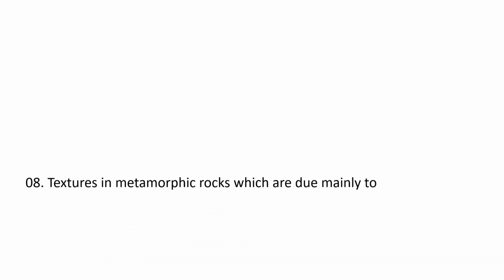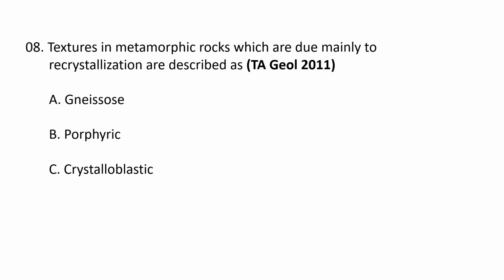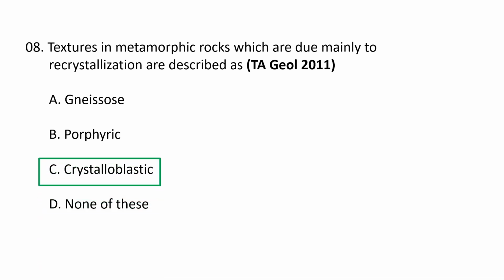Next question. Textures in metamorphic rocks which are mainly due to recrystallization are described as A. Gneissose, B. Porphyritic, C. Crystalloblastic and D. None of these. The correct answer is C. Crystalloblastic. Textures in metamorphic rocks primarily caused by recrystallization are said to be crystalloblastic textures.